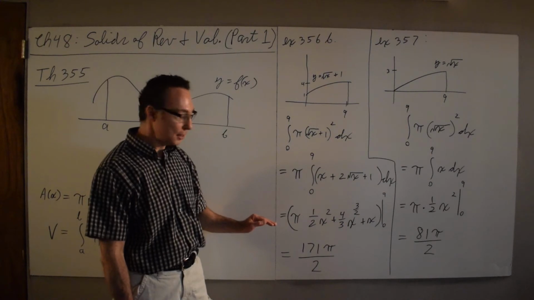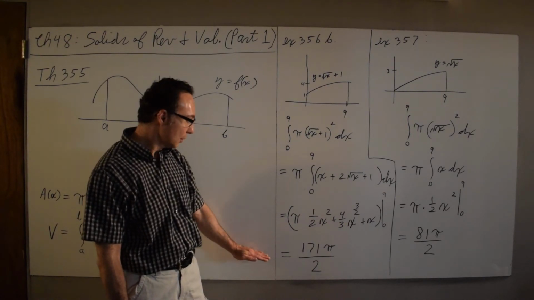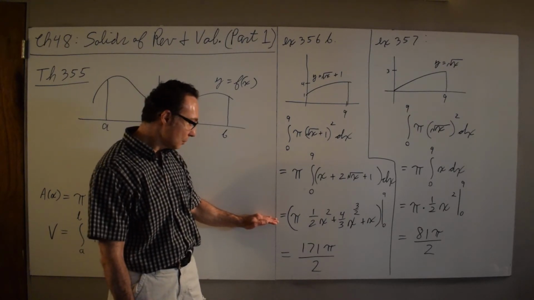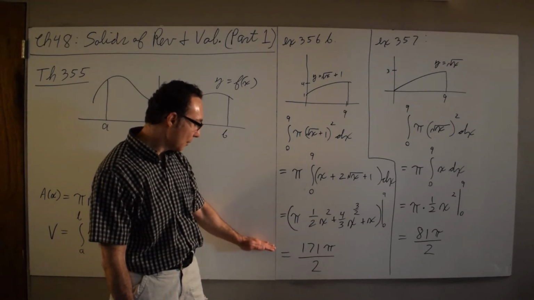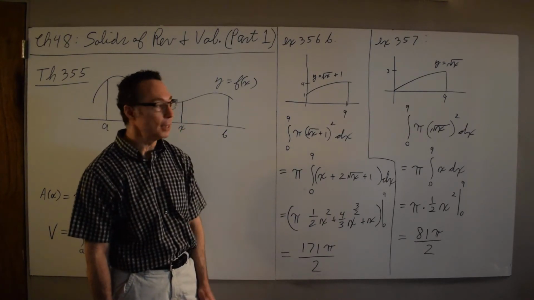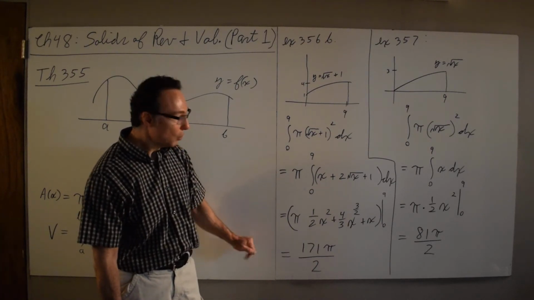Again, do as I say, not as I do. If you're doing a problem like this on an assignment, I want to see the work. I want to see you substitute 9, substitute 0, subtract. So I've skipped a step here because I'm out of board space. So I did that to save board space. But I will expect you to put that step in.